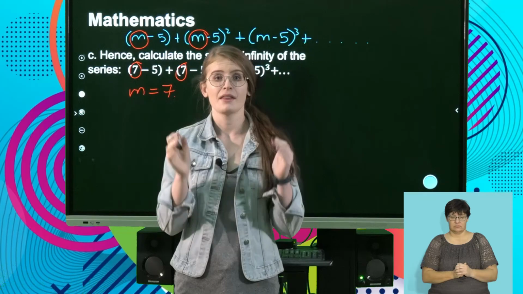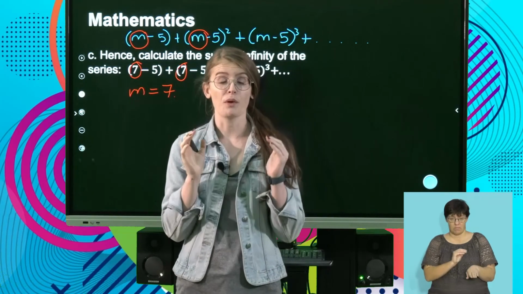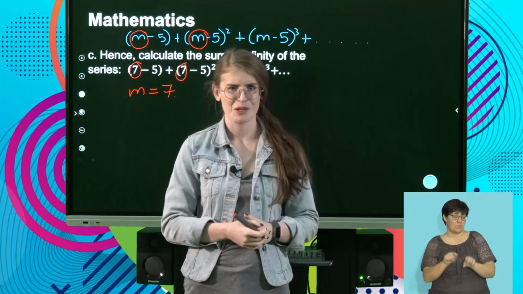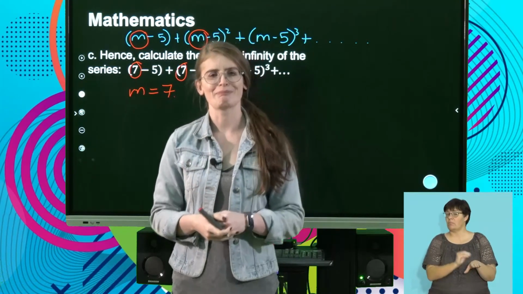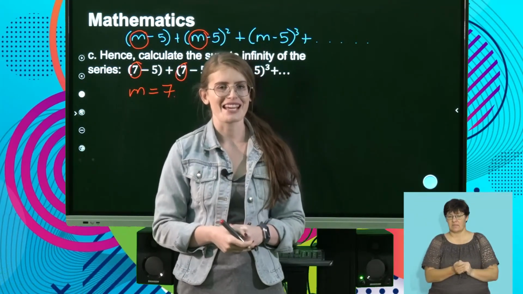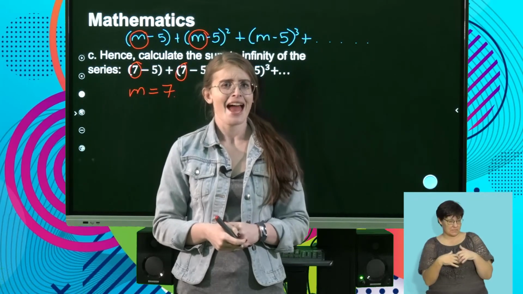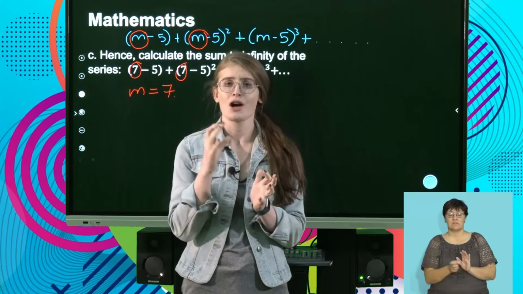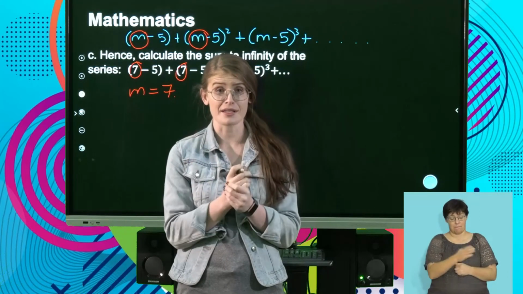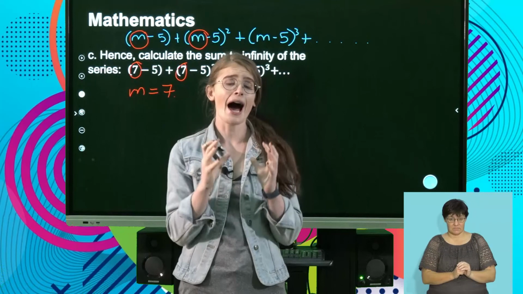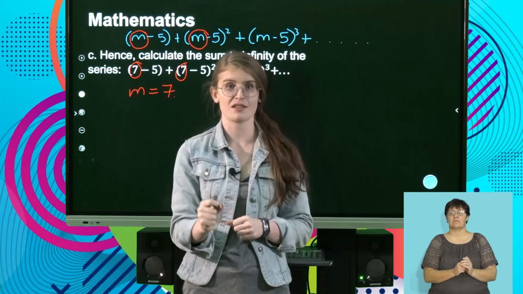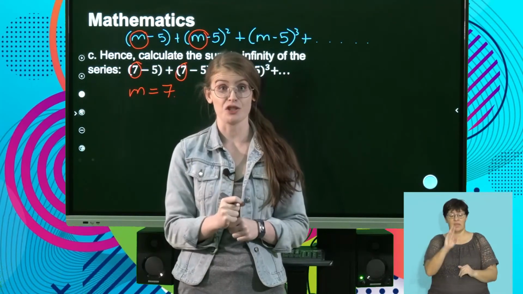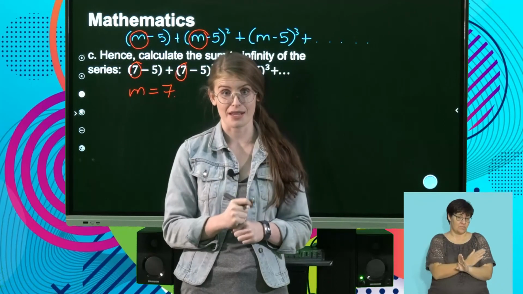But there is a problem with m being equal to 7. What could that problem be? I'm going to give you a few seconds to think about it. Have I, in this entire example, and if you've just joined us, we've been working with m throughout this example, put restrictions on my m value a bit earlier on in this sum.